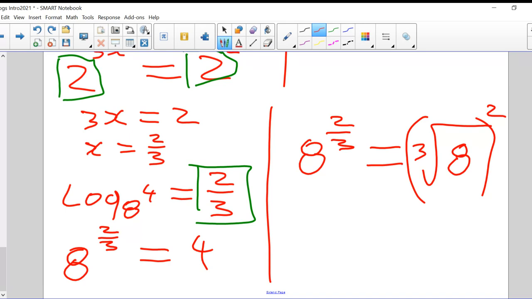So the number at the bottom is a root. In this case, the third root. So it's the third root of 8 that you raise to the power of 2, right? Or the cube root, same thing.